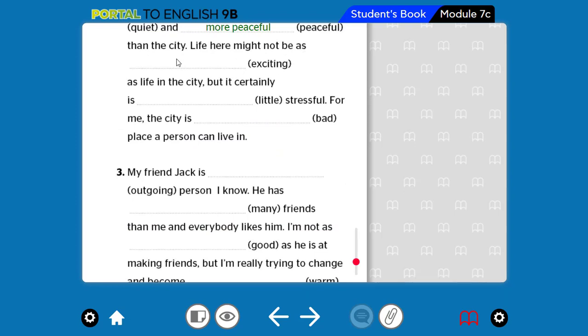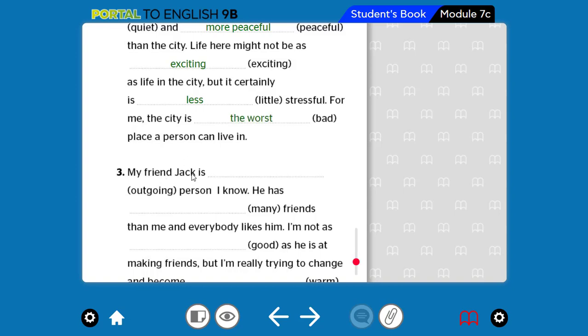Exciting between "as" and "as" remains as it is, but it certainly is little stressful. Little becomes less in the comparative. For me, the city is bad place a person can have. The sentence is a superlative, so bad becomes the worst.